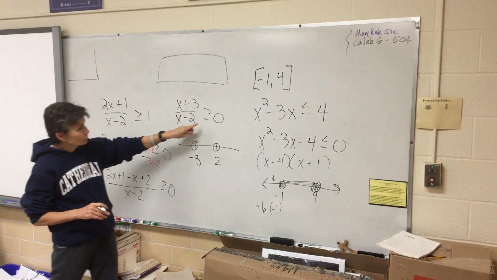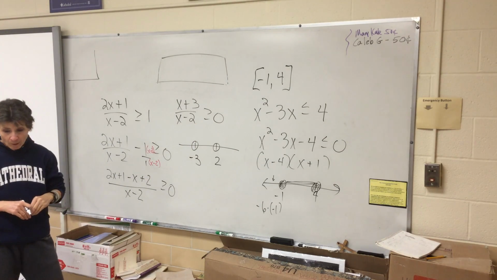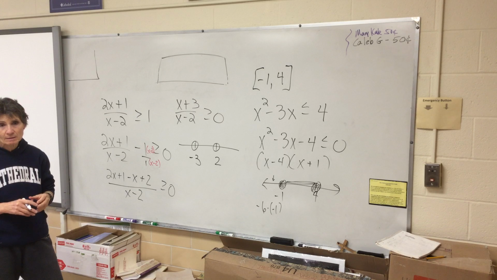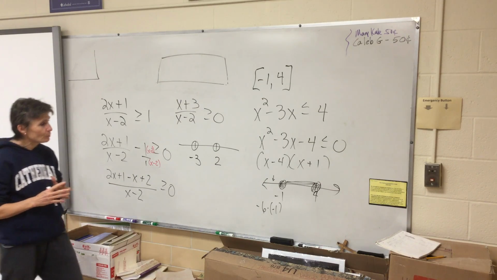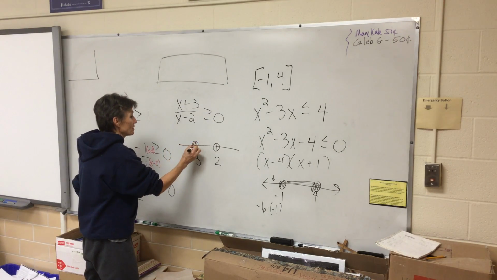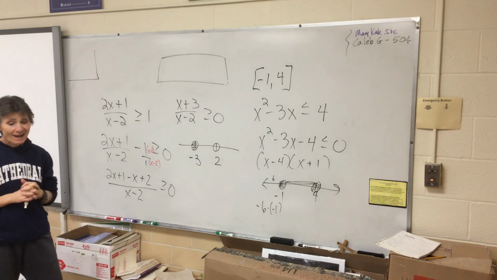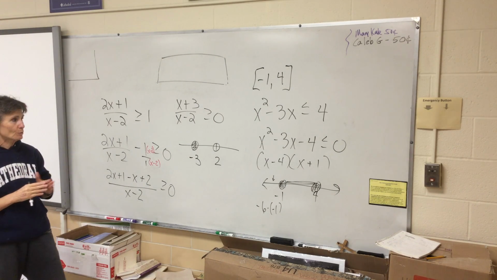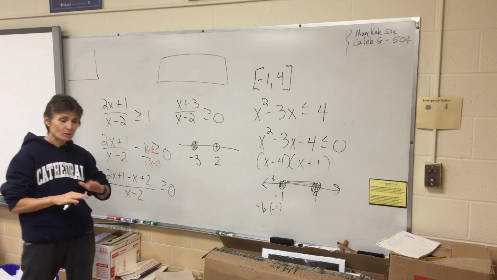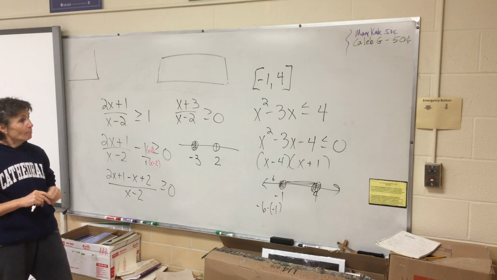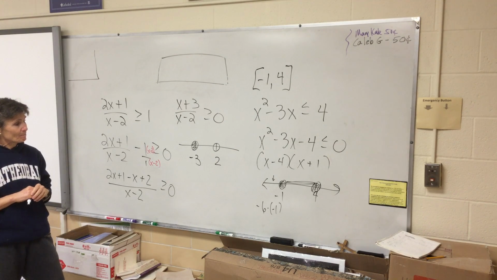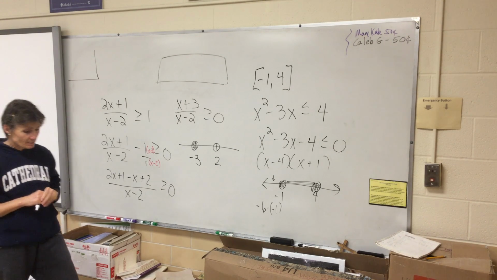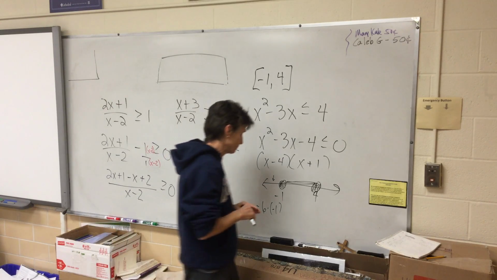Oh, wait a second. There is an or equal to in this problem. What do I know about coloring in the dots? The denominator doesn't get colored in. Exactly. So the 2 will not get colored in, but the -3 will. X cannot equal 2. That would put a 0 in the bottom, which is not allowed. But we could let X be -3. That would be fine.